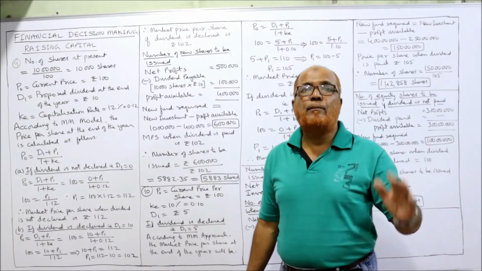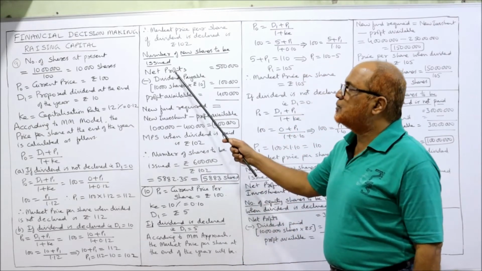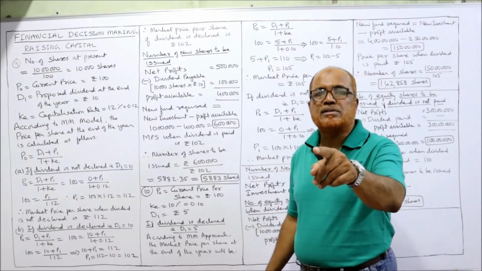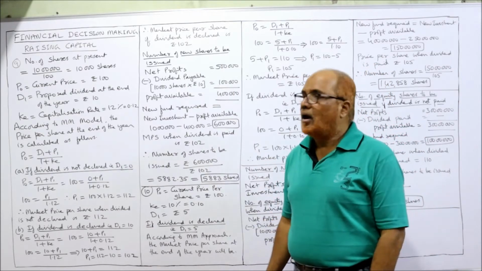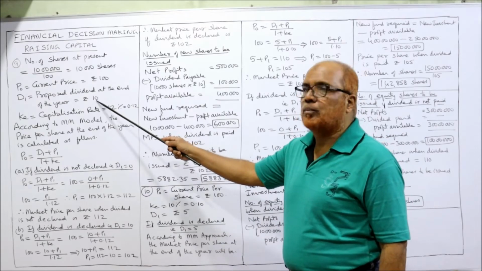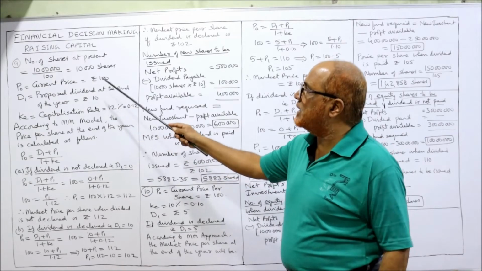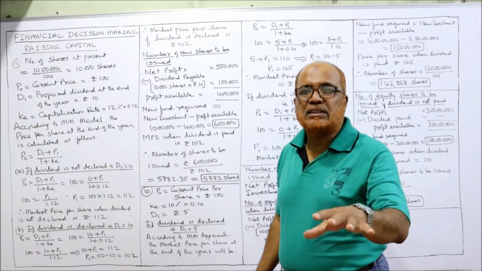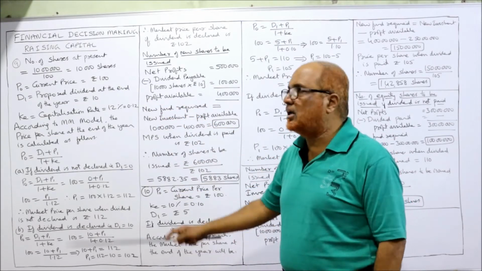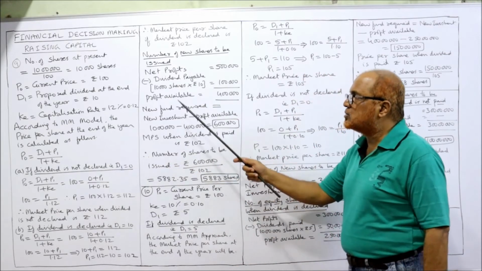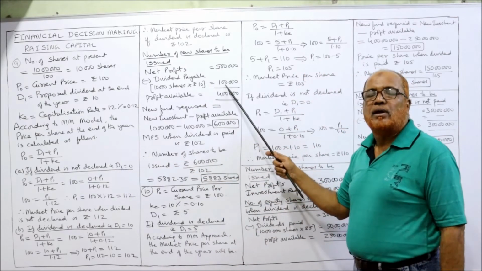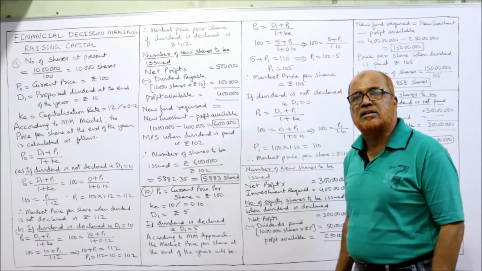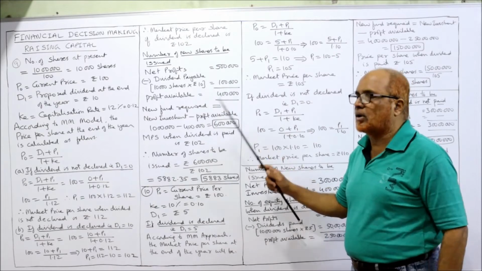If dividend is paid, first of all, net profit is 5 lakh, given in the problem. Out of 5 lakh rupees, dividend has to be paid. How much is the dividend per share? 10 rupees. How many shares is the company having? 10,000 shares. Totally, presently 10,000 shares are there. Each share dividend is 10 rupees. So 10,000 into 10, 1 lakh. So out of 5 lakh rupees, 1 lakh rupees will be paid as dividend. The remaining profit available is 4 lakh.